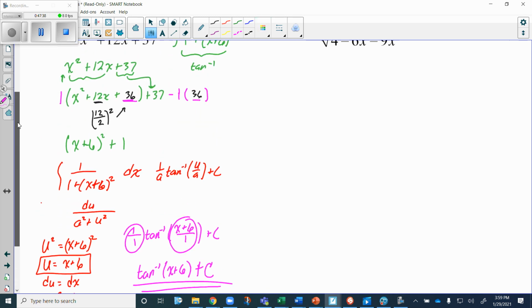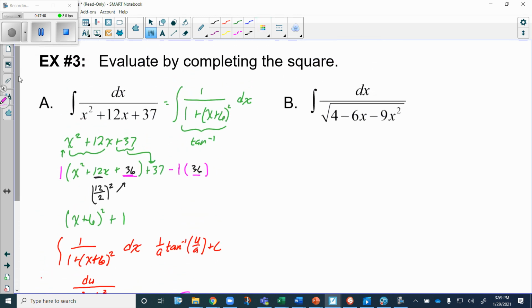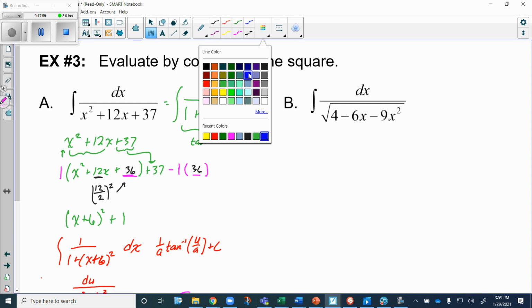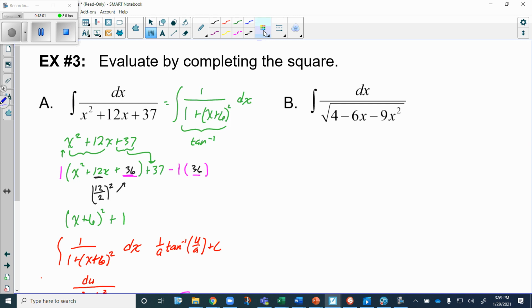And on this next one, if you feel so inclined, by all means, go ahead and try pausing the video and complete the square yourself, because if you notice, most of the work on example A was really just completing the square if you didn't remember how to do it. So let's take a look at this one. Again, feel free to pause the video and try to complete the square yourself. We're only looking at the radicand here.